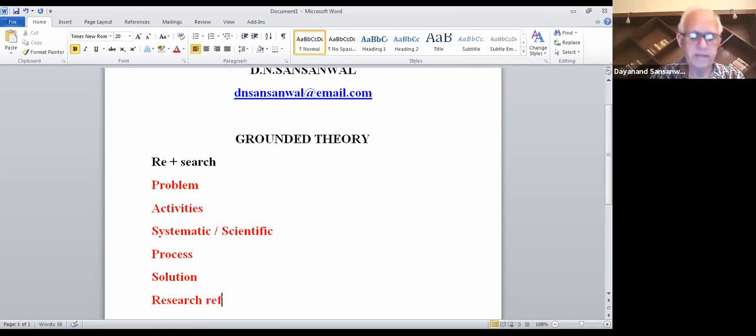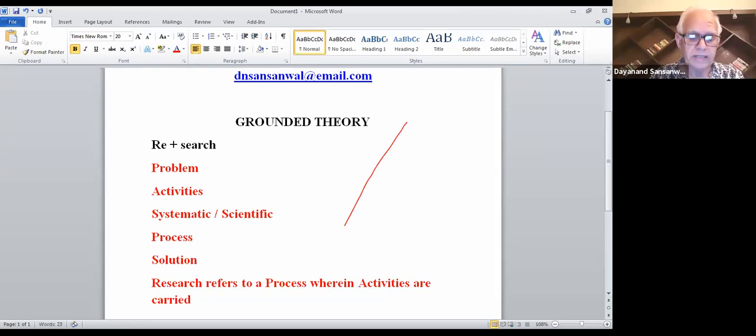Therefore, you can say research refers to a process wherein activities are carried out systematically to find a solution of the problem.